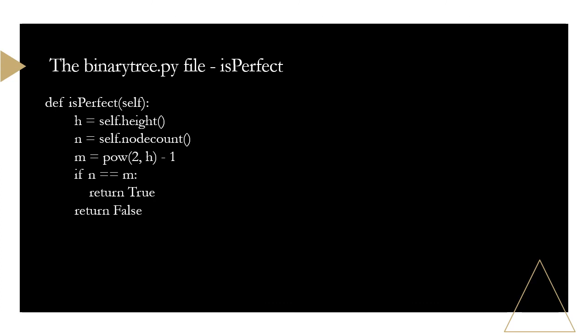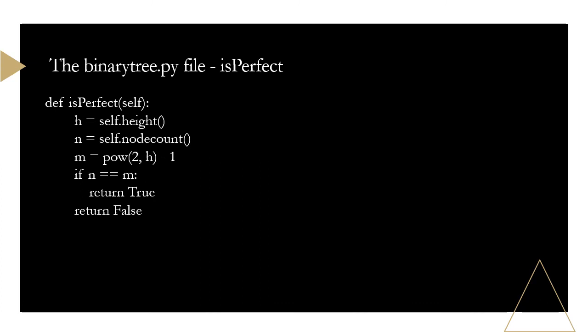This next function is called isPerfect. This function tells us if the given tree is perfect or not. We know that if a tree is a PBT, then the number of nodes is 2 to the power h minus 1, where h is the height of the tree. So this is not a recursive function.